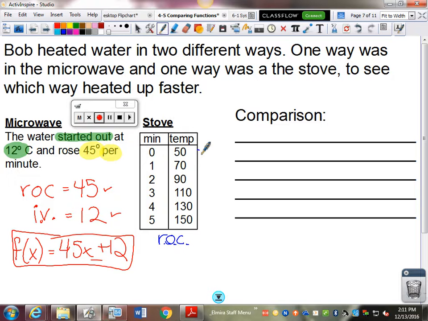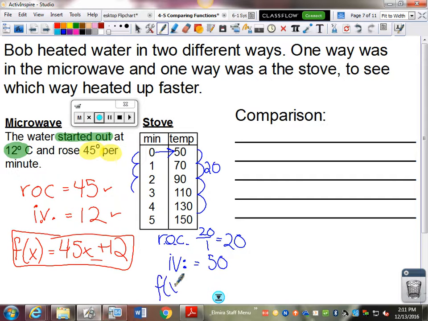Well, the stove water is going up by 20 degrees every 1 minute. So that ends up being 20. And across from 0 is 50. So my equation would be f of x equals 20x plus 50.